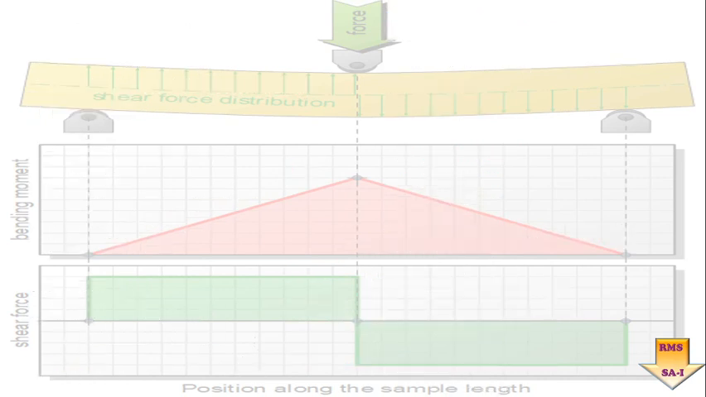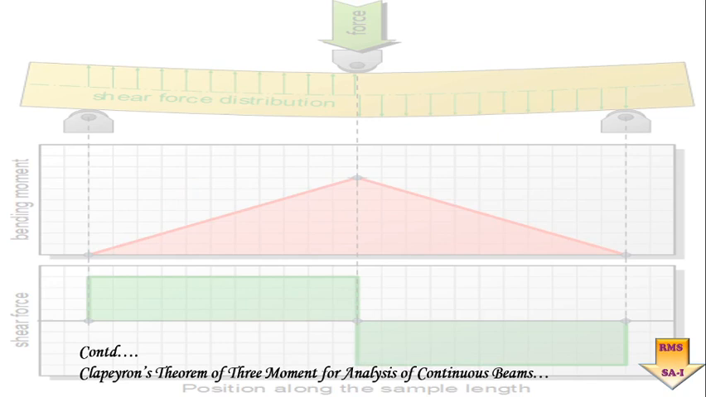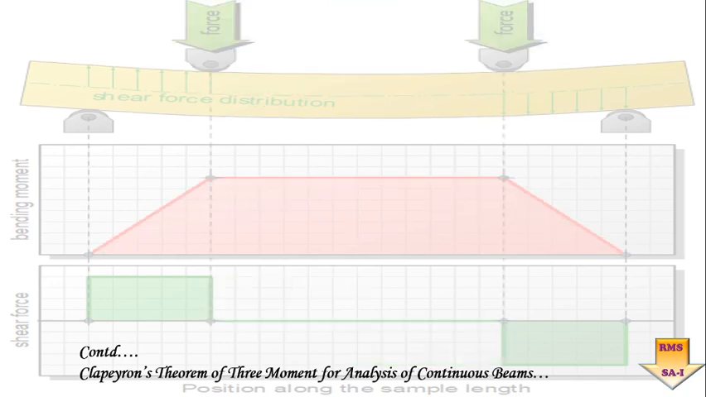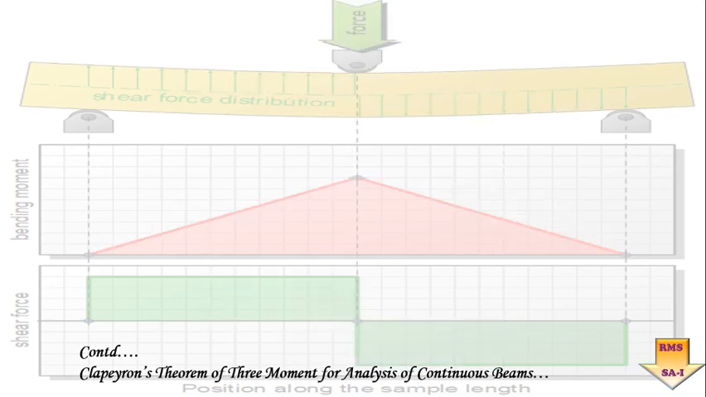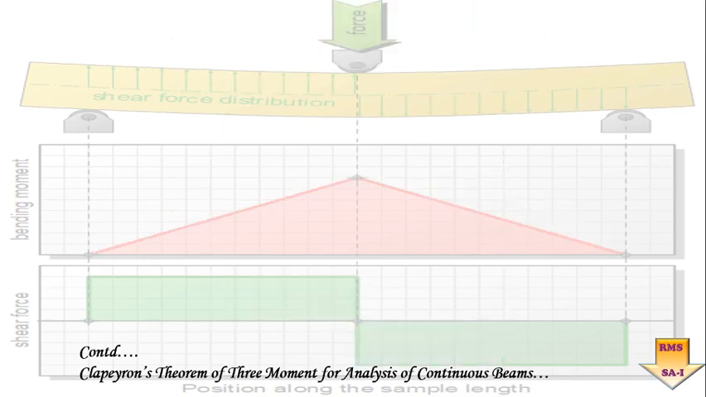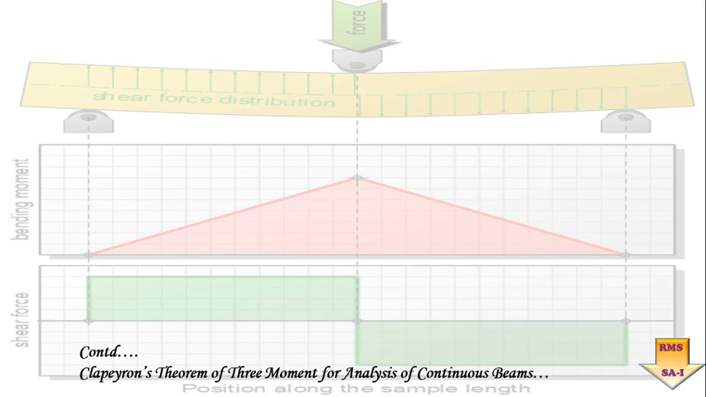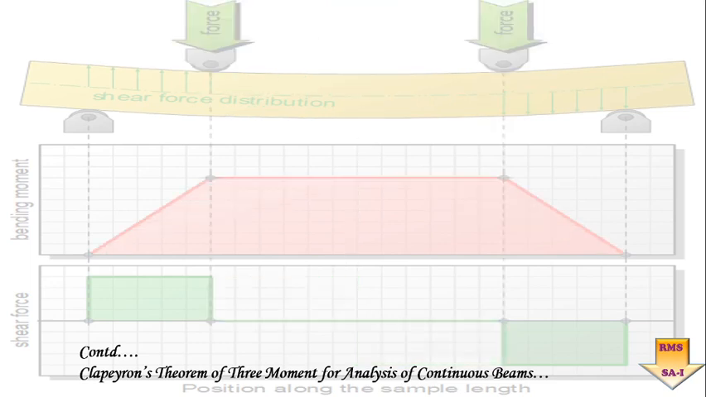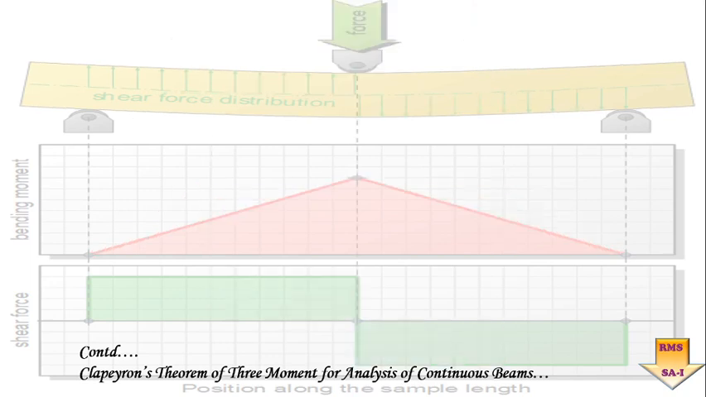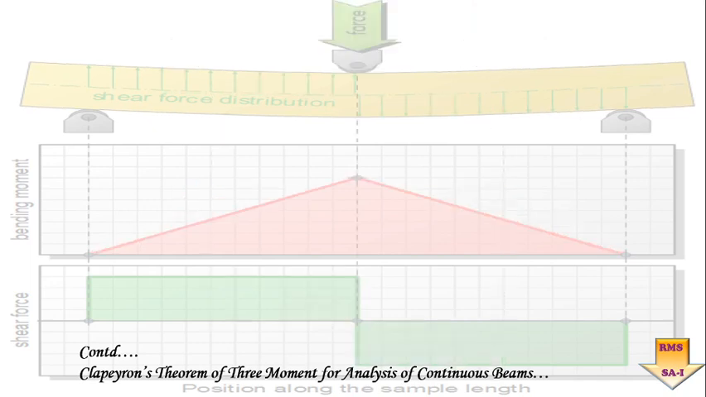So today we have concluded module 3, which is the analysis of the fixed beam. We have considered all 6 cases and we have also solved numericals on this article. In the next lecture we are going to start a new article, Clapeyron's theorem of three moments, which is very necessary for the analysis of continuous beams. So in the next lecture let us see Clapeyron's theorem of three moments for the analysis of the continuous beam.